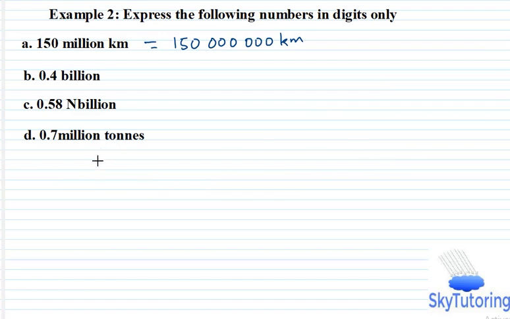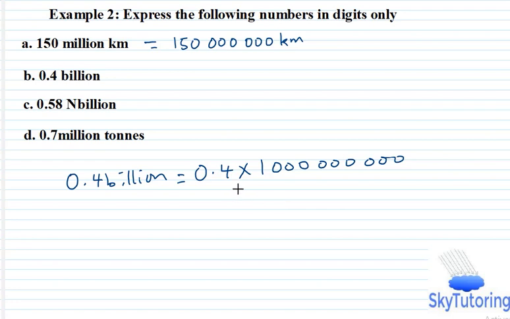Now, let's see the second one quickly. We have 0.4 billion. So how do we write 0.4 billion? This will be equal to 0.4 multiplied by 1 billion. So how do we write 1 billion? 9 zeros, right? So that would be 3, 6.